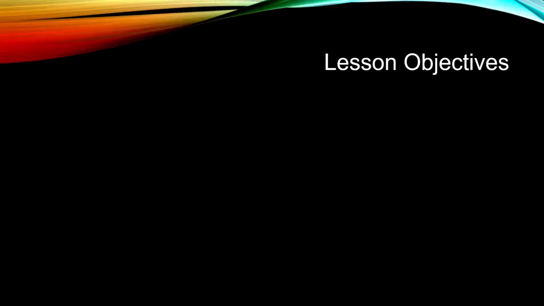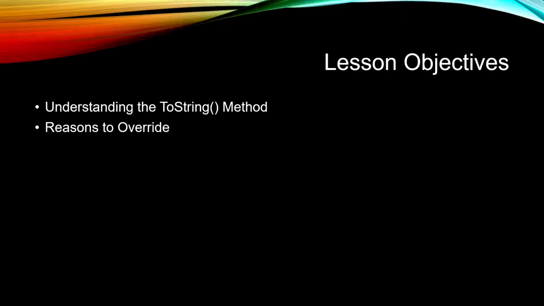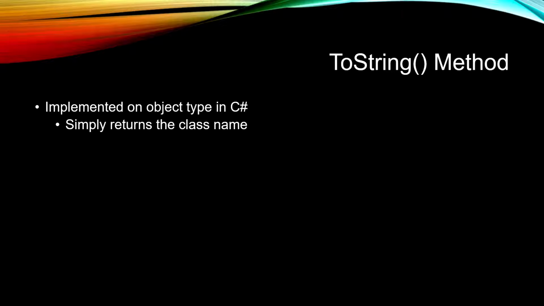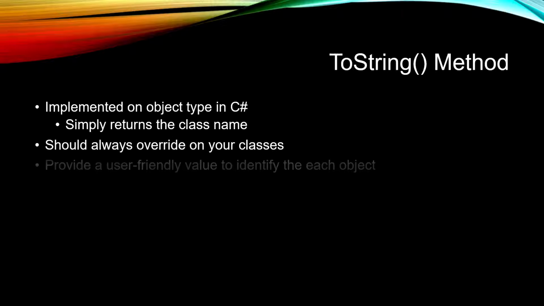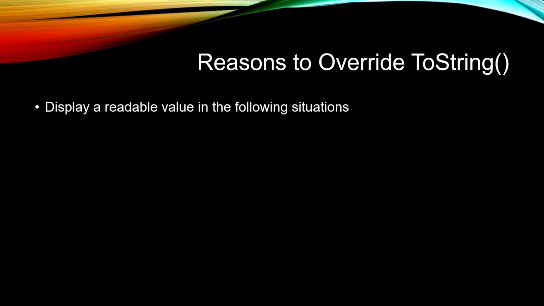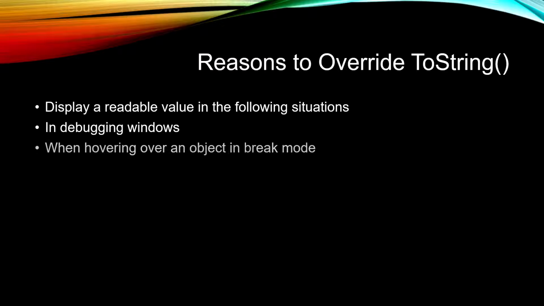For this lesson, I'm going to assume that you are familiar with both C# and .NET. The objectives for this lesson are to understand the ToString method and the reasons why we might want to override it. I'll also give you some best practices. The ToString method is implemented on the object data type in C# and it simply returns the class name by default. Now you should always override this in your classes so that you can provide a user-friendly value to identify each object. So the reasons to override ToString are to display a readable value in the following situations, like in debugging windows, or when hovering over an object in break mode.